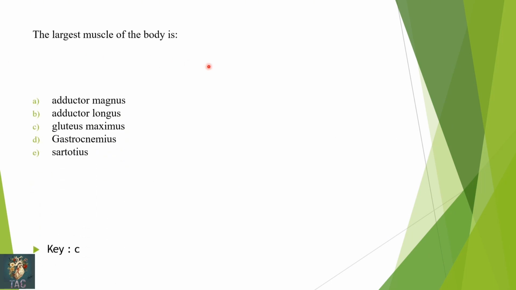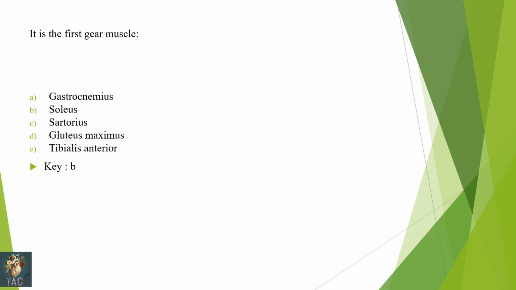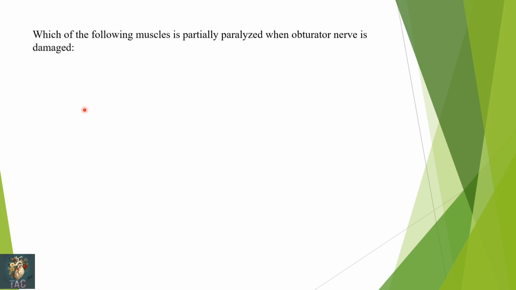Next MCQ is the muscle known as the tailor's muscle. Very common question. This is the sartorius. Next is the largest muscle of the body, a very simple question. This is gluteus maximus. Next is the first gear muscle, a very simple question. This is soleus.